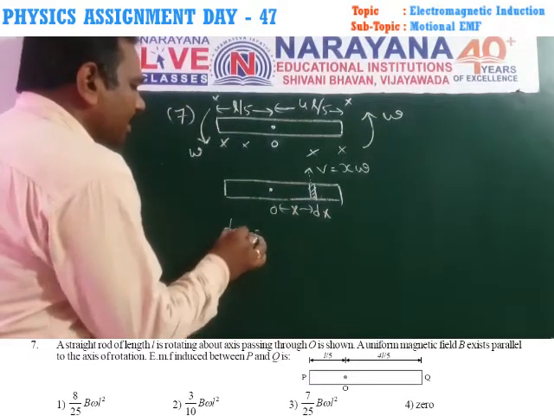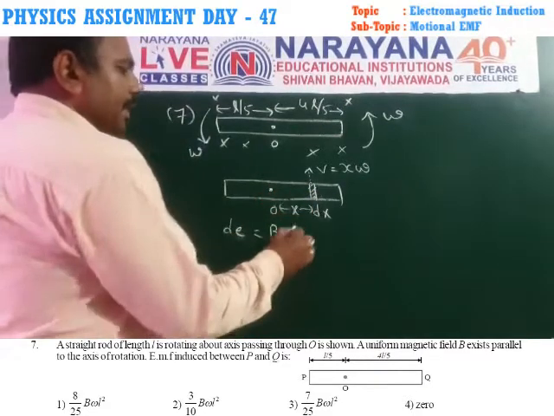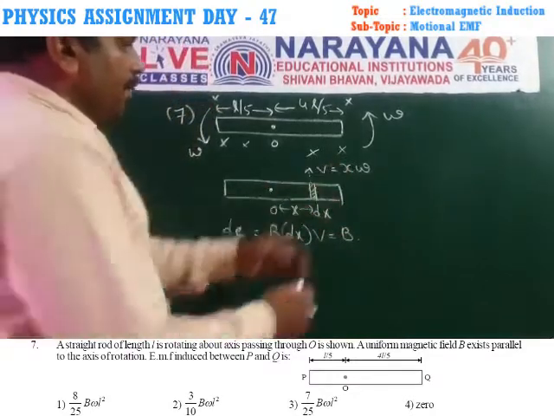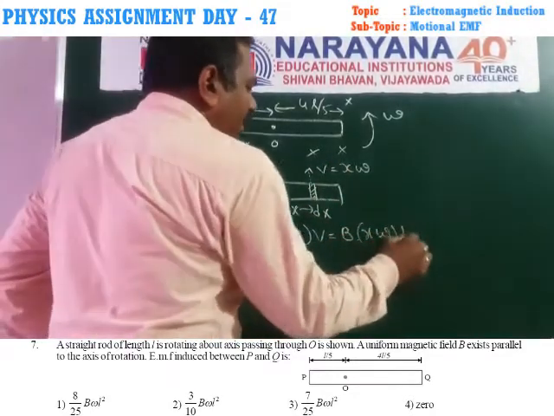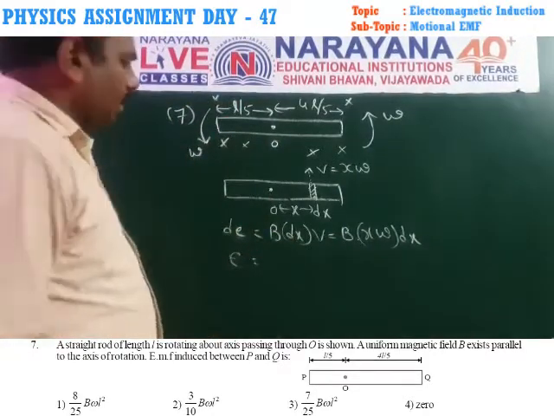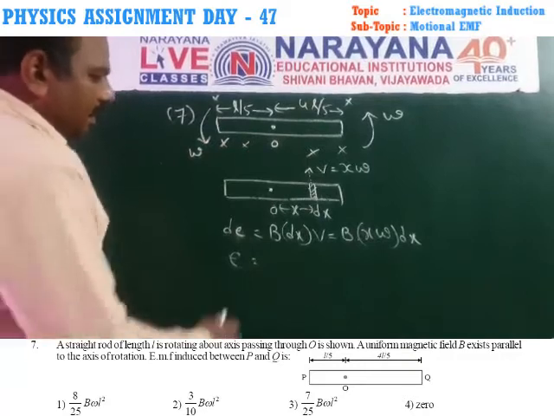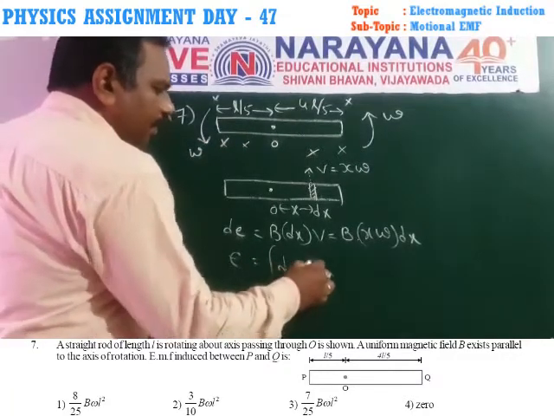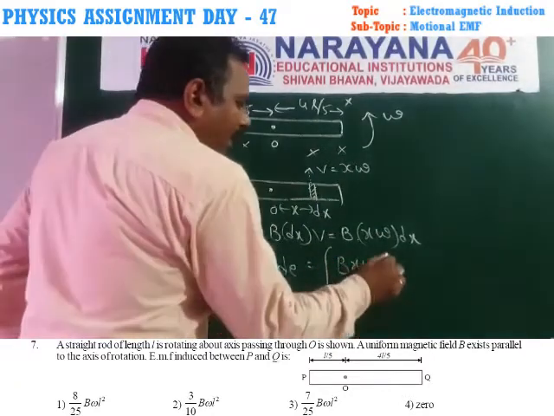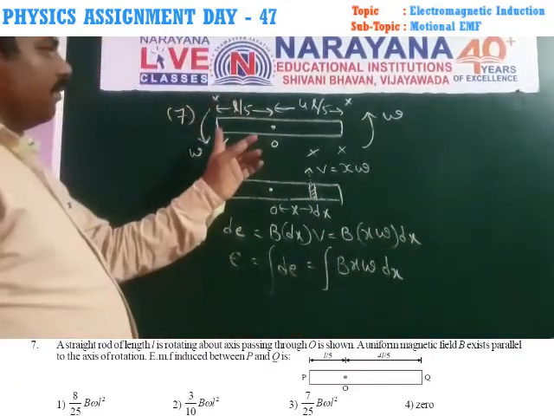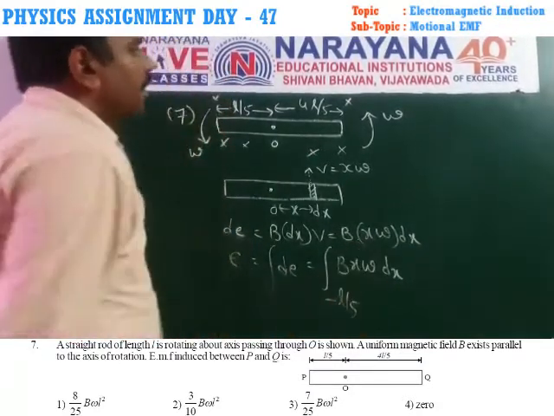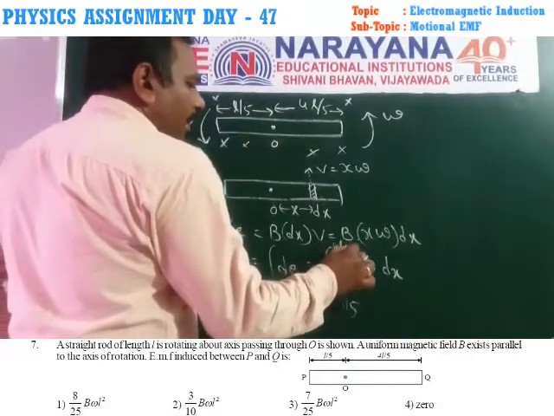Induced EMF dE is equal to B into v into dx, which is B x omega dx. But you have to find the total EMF across the ends. So the EMF across the ends is the integral of dE, which is the integral of B x omega dx. Limits are taken from one end to the other end. This end is at a distance of -L/5. The other end is at a distance of 4L/5.